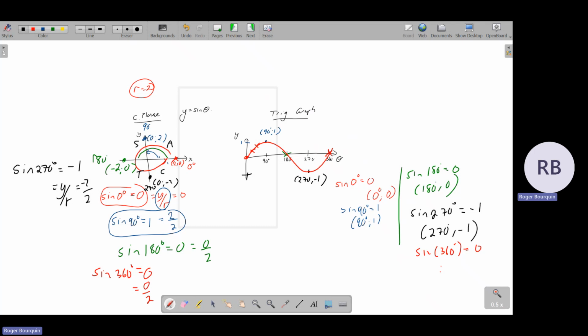Listen, so stay with me. It tells us where the trig functions are positive. So what does it say? Between 0 and 90, all trig functions are positive.